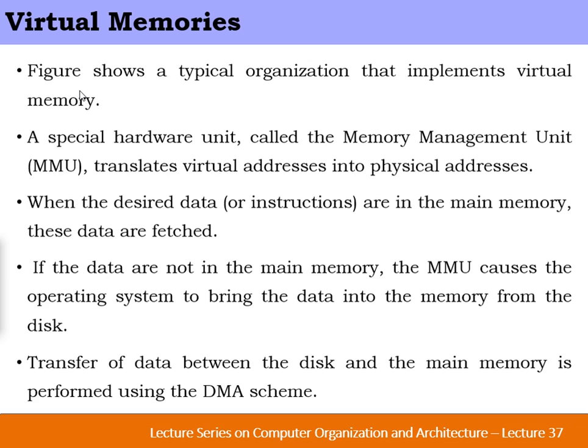DMA stands for direct memory access. Direct memory access means that without involving the processor, the data is transferred from the hard disk to the main memory. At that time we will be using an MMU unit, which will be generating the actual physical address in order to identify the availability of the data.